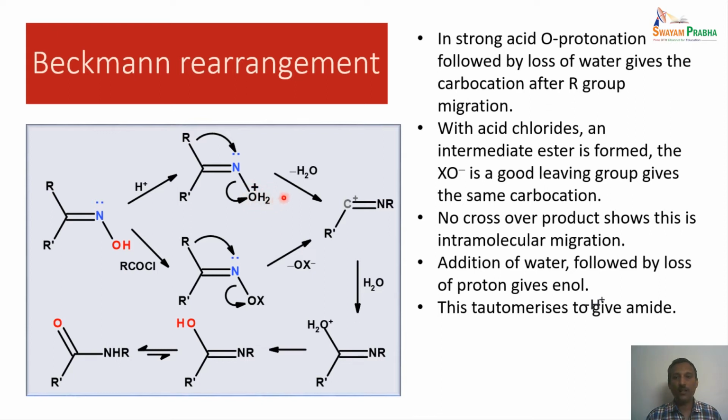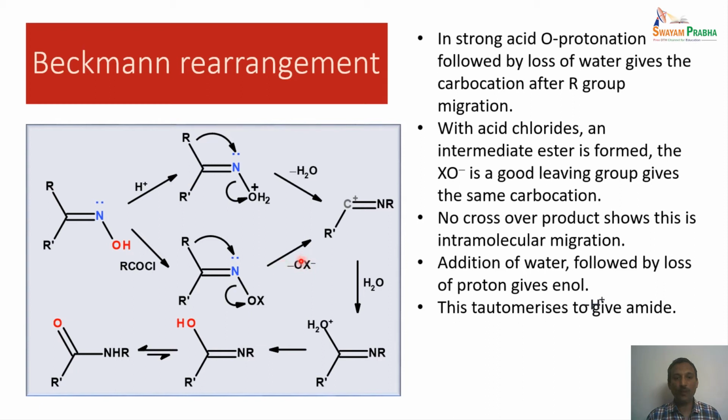In that case, the strong acid O-protonation followed by loss of a water molecule gives the carbocation after the migration of the R group, because one of the R groups migrates from the carbon to the nitrogen, so that leads to the carbocation. So here the loss of a water molecule happens, but in the case of acid chlorides, this OH is a very good leaving group. It leaves as OX minus.